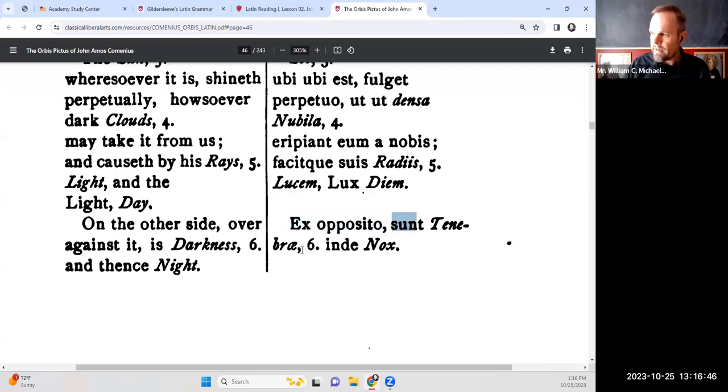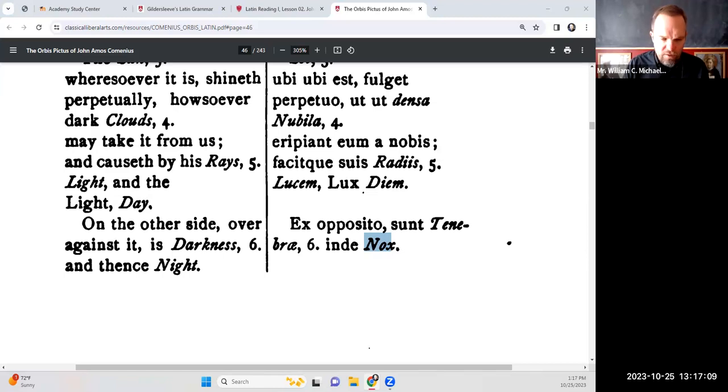Sunt tenebrae, and you should know that word from the Gospel of John, right? Tenebrae means darkness, and thence, or from there, from the darkness, comes nox, night. And that word nox, I'll type this in the chat real quick. The genitive form of it, where we see the stem, is noctis.